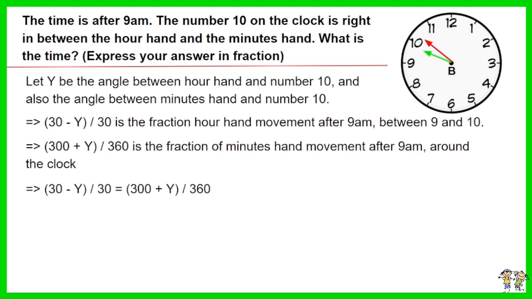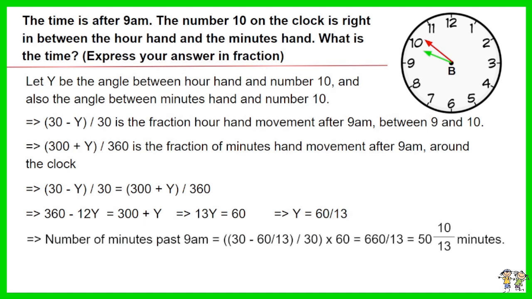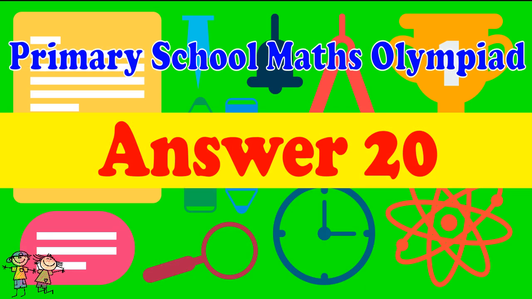30 minus y, then divided by 30, is equal to 300 plus y, then divided by 360. Solve the equation. y equals 60 over 13. The number of minutes past 9 a.m. equals 30 minus y, then divided by 30, then times 60, equals 50 and 10 over 13 minutes. The time is 9:50 and 10 over 13 a.m. Answer for question 20.